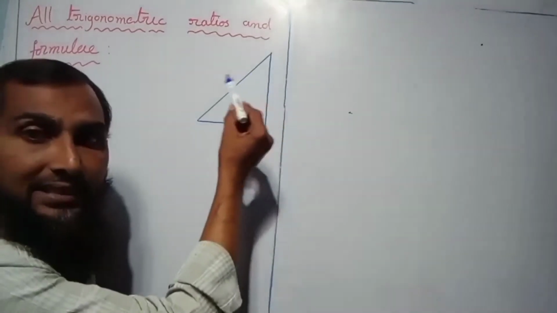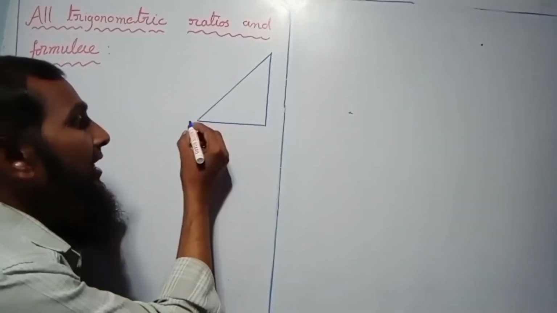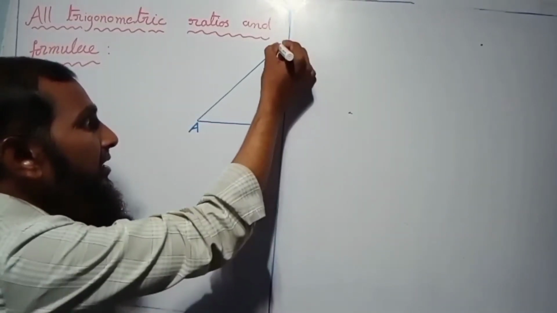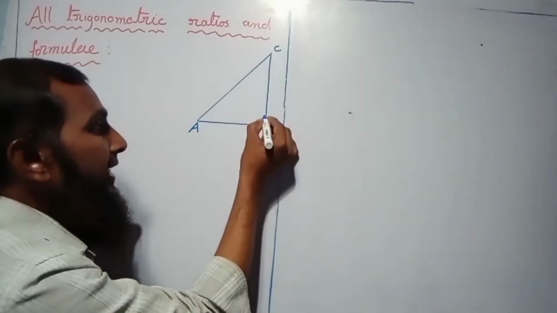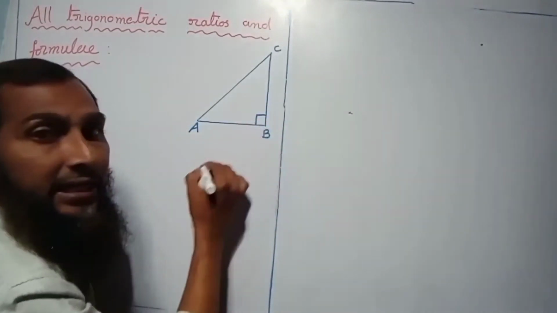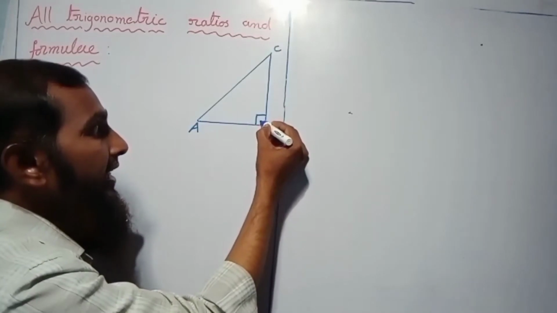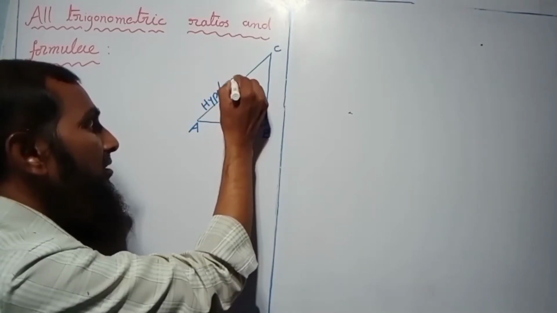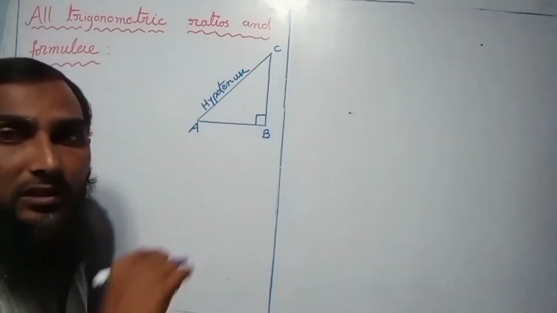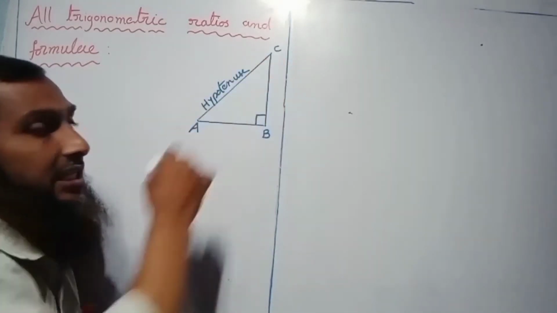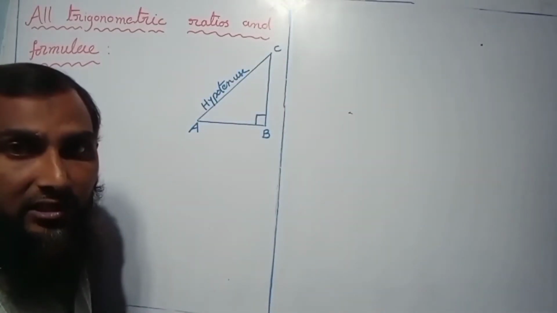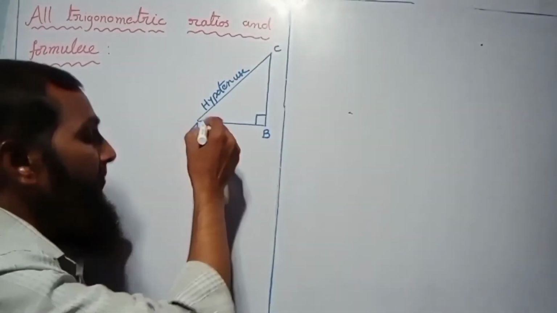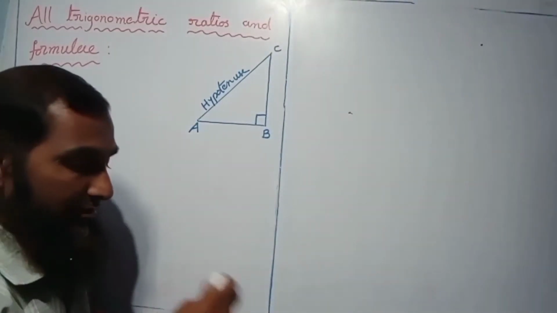So this is the right angle triangle. In this right angle triangle, let it be A, B, C. B is 90 degrees. We know that the side opposite the 90 degree angle is called the hypotenuse. And angle A and angle C are both acute angles. Between these two acute angles, you can select any one. Now I am selecting A as theta.